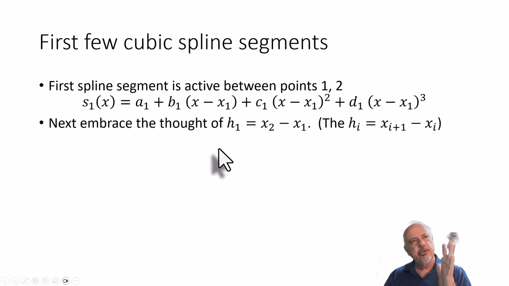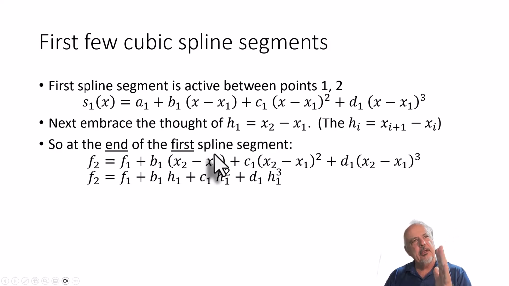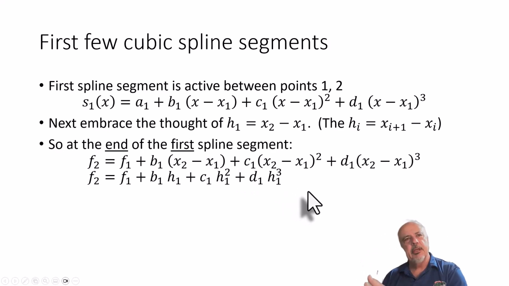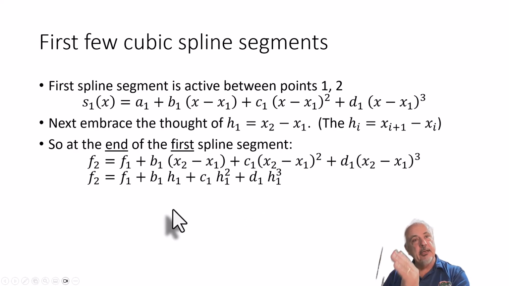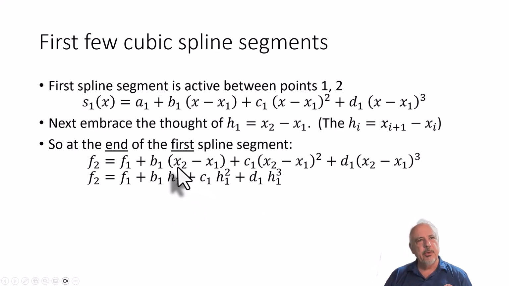What we're setting up here is what's going to happen at the end of the first spline segment. At the end of the first spline segment, x equals x2. So we know x2, we know x1, and we have this x2 minus x1 thing going on for our cubic spline. That has to equal the next F2, or the next y. We've got that one, and we can substitute in our H values, so it looks a lot better, and we call that equation 18.13 following the book.